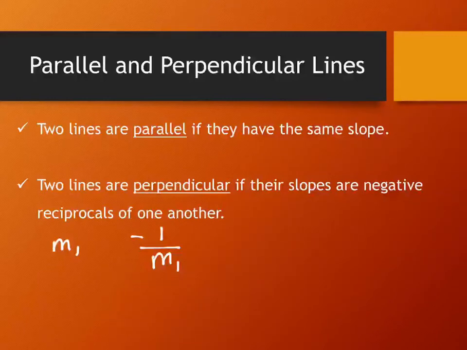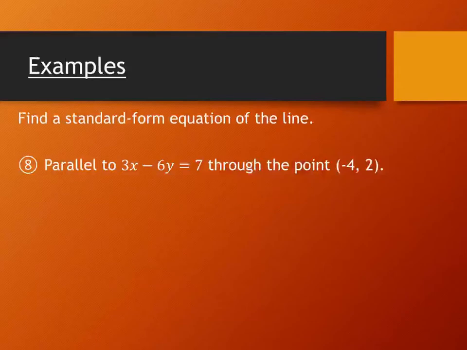So let's take a look at 8. On number 8, we are given an equation of a line. It's in standard form, which is not especially pretty. So the first thing we're going to do is change it into y equals form. And we're given a point. We're asked to find a line that is parallel to this one, and goes through this different point, negative 4, 2.